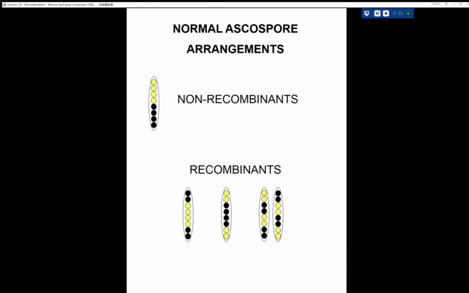Okay, so you can get non-recombinants, 4 yellow, 4 black, and you can get the recombinants, and these are all possible arrangements you can get as a result of homologous recombination or crossing over taking place. So you've got 2 black, 4 yellow, 2 black. You've got the reverse of that, and then you can get these arrangements where you've got 2 yellow, 2 black, 2 yellow, 2 black, or the reverse of that. And actually under the microscope you can't distinguish these because you can't tell which end is which. So these look the same under the microscope: 2 black, 2 yellow, 2 black, 2 yellow, exactly the same.